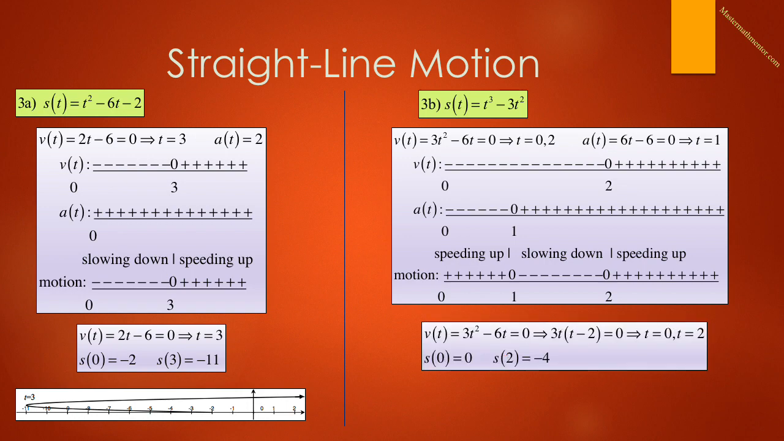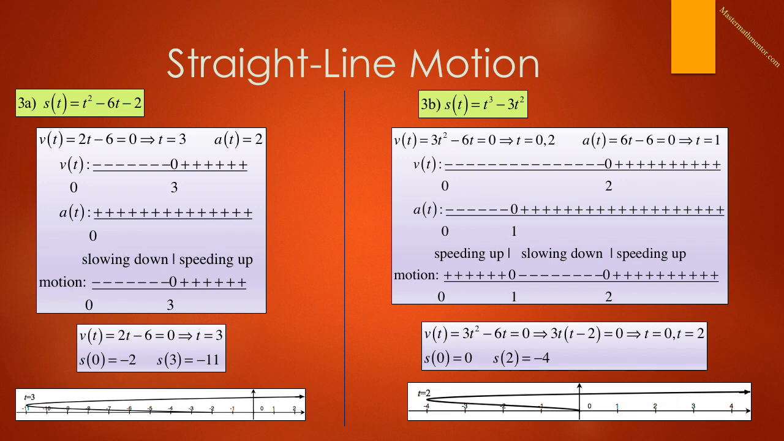In order to analyze the position of the particle, we again set v of t equal to 0 and get 3t squared minus 6t equals 0, or 3t times t minus 2 equals 0, and t equals 0 and t equals 2. These are the critical times. t equals 1 for acceleration is not a critical time because the particle does not turn at t equals 1. So s of 0 is equal to 0, and s of 2 is equal to negative 4.